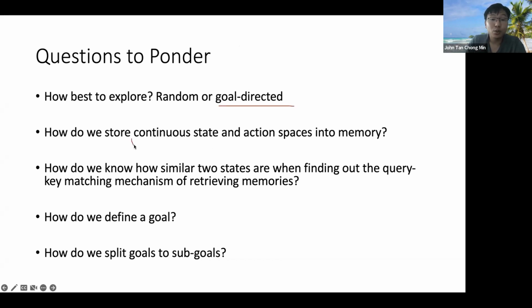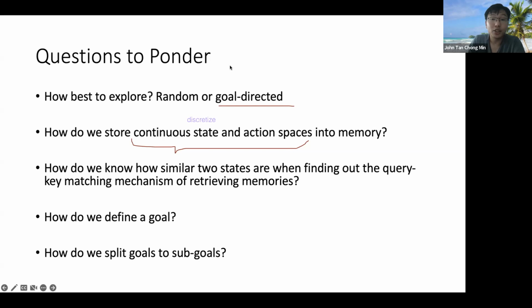Okay, the next thing is how do we store continuous action and state spaces into memory? This is tricky because right now the state and action spaces are discrete. One way is to discretize it. Another way is maybe to use a different way to do the count-based systems in continuous spaces. But all this, I'm still thinking about it. If you all know about this, you can let me know.